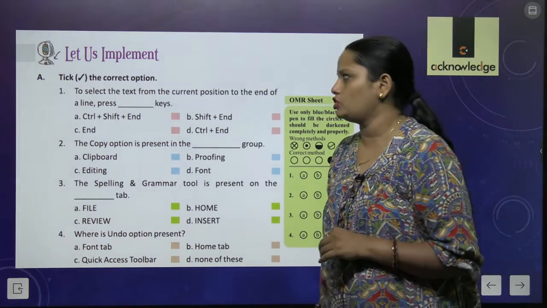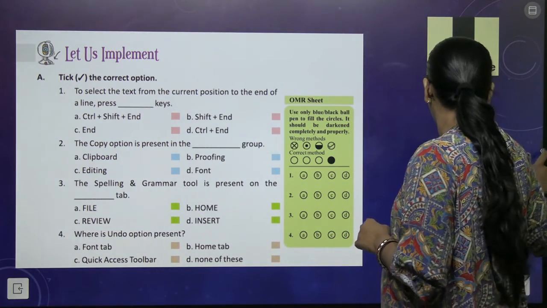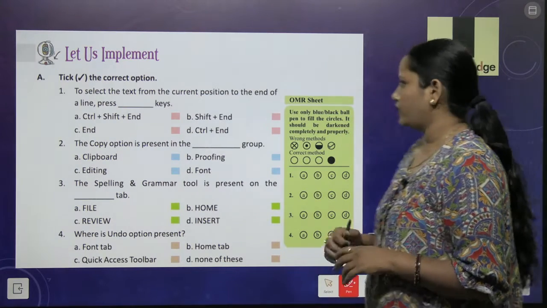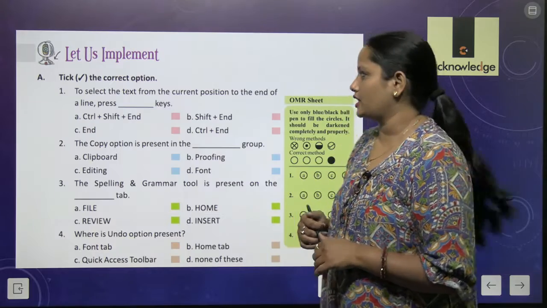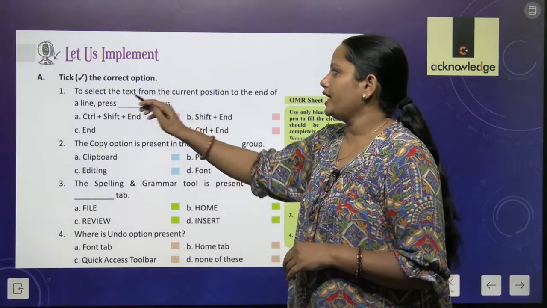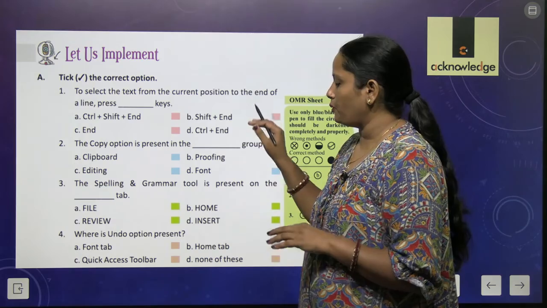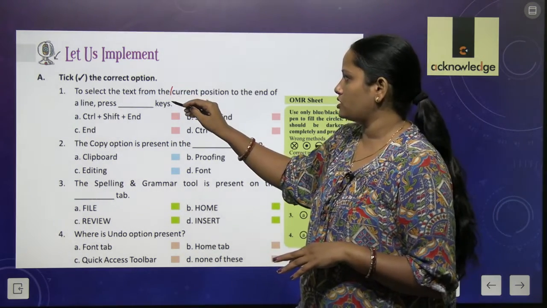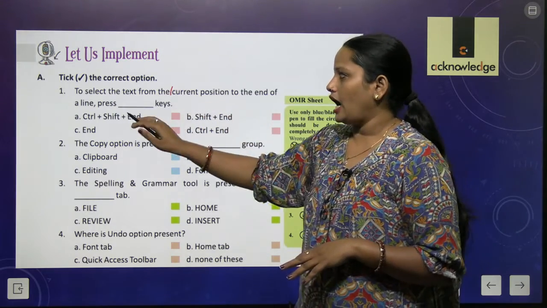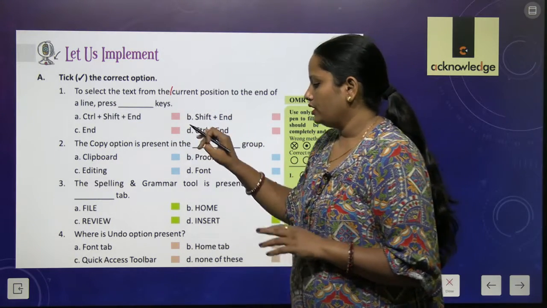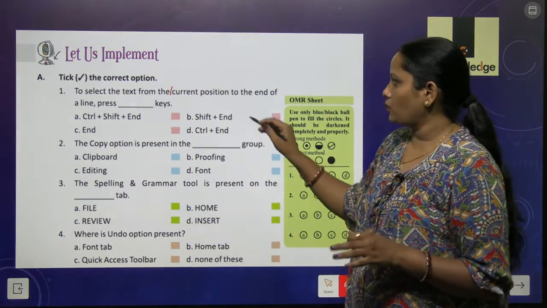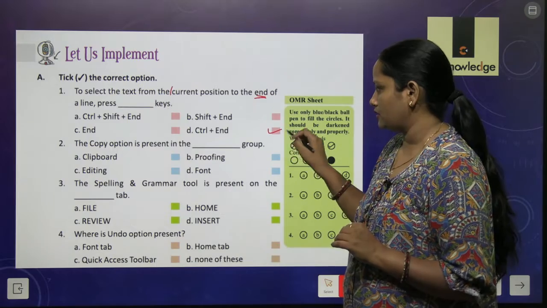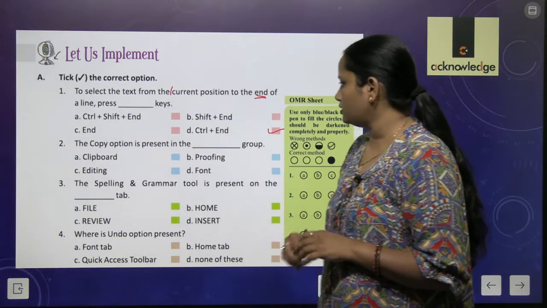Now let's come to tick the correct option. Students, you are required to take out your pencils. Okay, let's begin with tick the correct option. To select the text from the current position to the end of the line, so this was my current position, to the end of the line, I have to press what key? Yes, the correct answer is Ctrl plus End, because I have to go to the end. So this is my first answer.